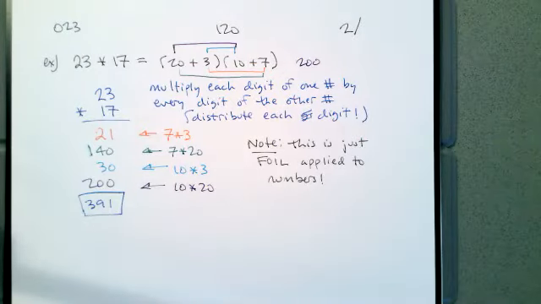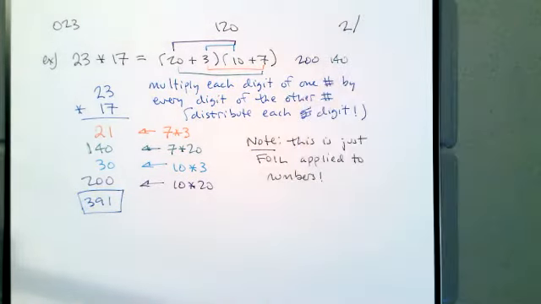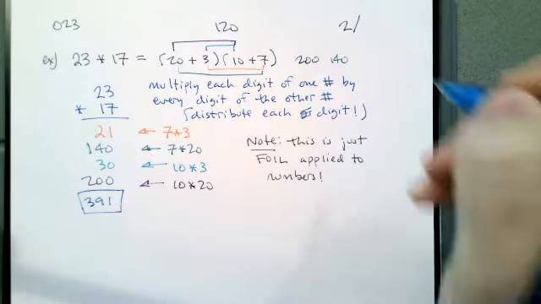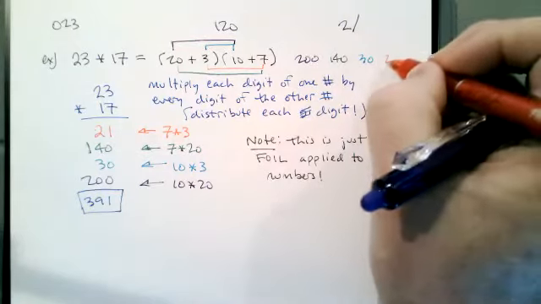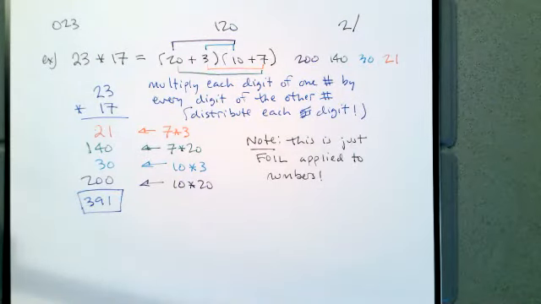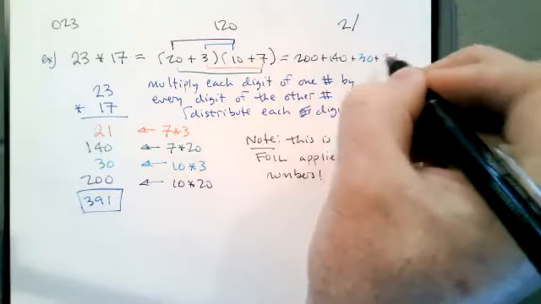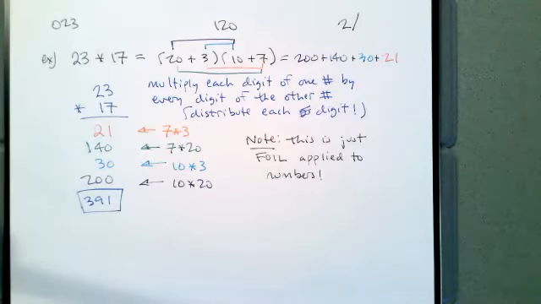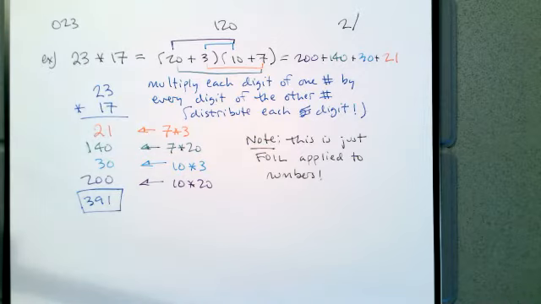First is 200. Outer is the 20 and the 7, 140. Inner is the 3 times 10, 30. And last, 3 times 7, 21. Then we just add them all up. Same process. FOIL is just this algorithm that we normally apply to polynomials, or it's just how we adapt the algorithm that we already know to polynomials. Any questions?